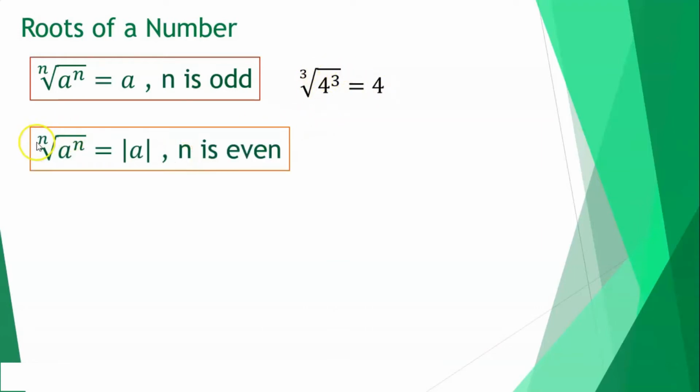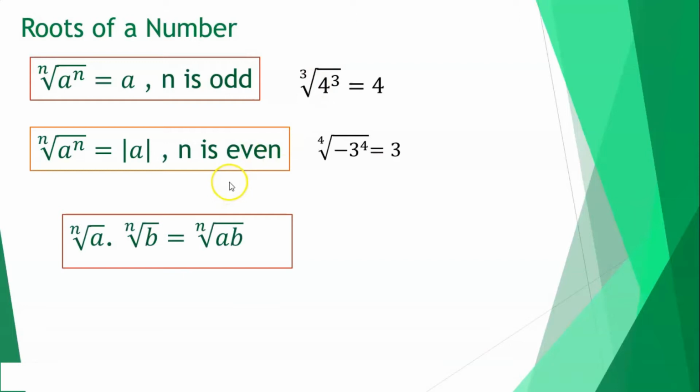Another, the nth root of a to the power of n is the absolute value of a if n is even. So for example, the fourth root of negative 3 to the power of 4, the result here is positive 3. Take note here, our index is even. For the first example, the index is odd.